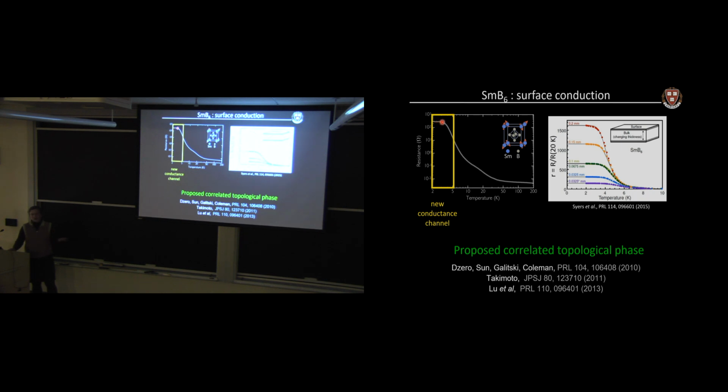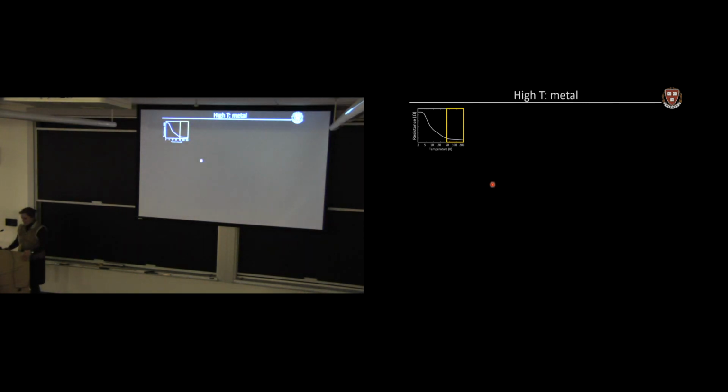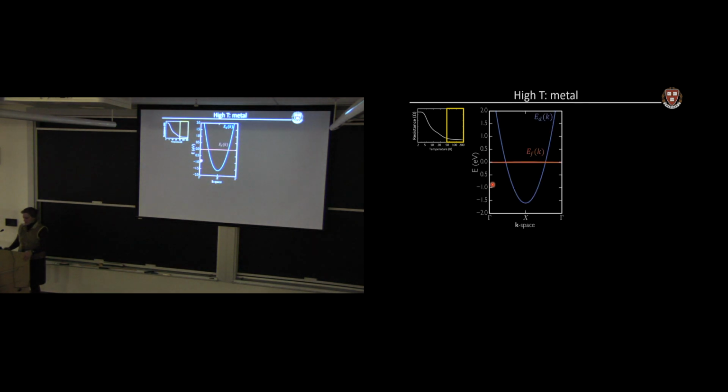But is it a topological surface state? So in order to understand whether it's a topological surface state, we want to measure the band structure again. We want to know what's the dispersion of those electrons. Okay. So let me start back at high temperature, and show you experimentally what we know from STM about this material.